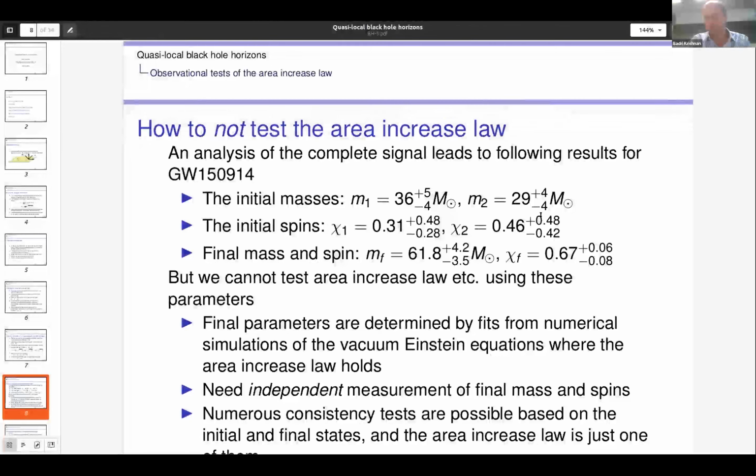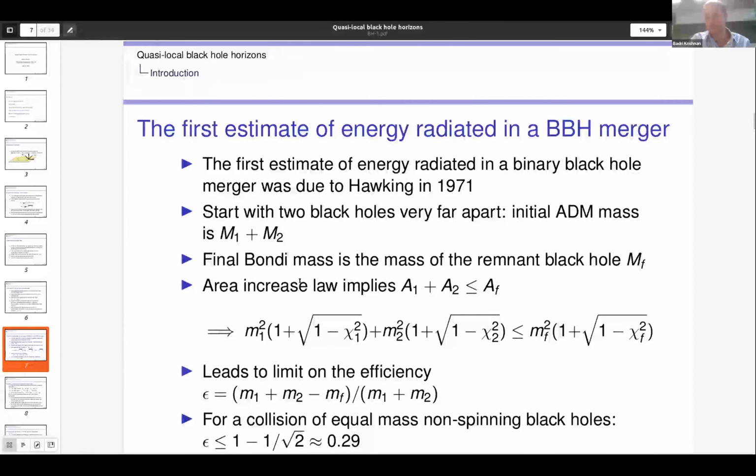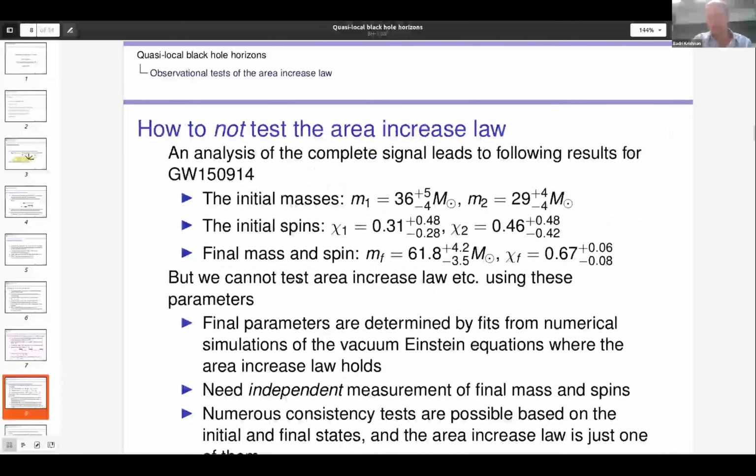So therefore, GR is not being violated, and it's a theorem within GR that the area has to increase. So if you do find from this calculation that you violate this area increase law equation, then something has gone very wrong. It's just an error somewhere. So by definition, from these reported results, you cannot hope to test the area increase law, because this assumes GR. Okay.